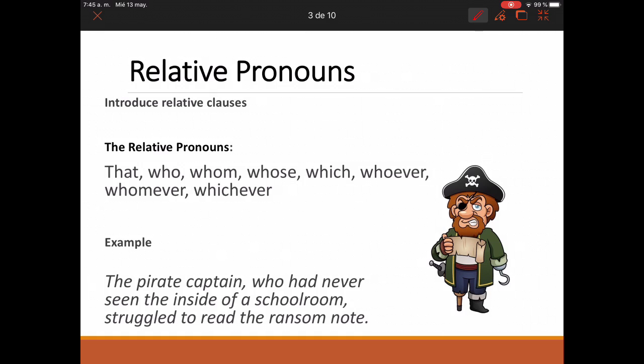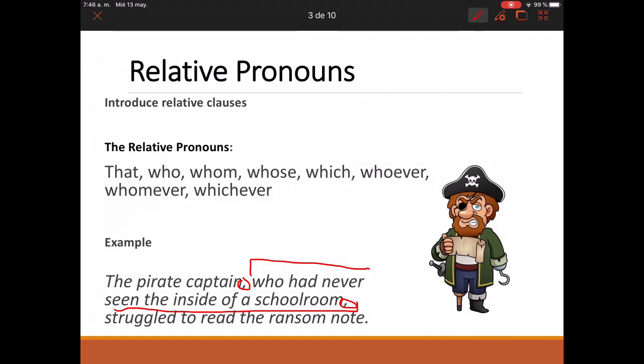So first of all, what is a clause? A clause is, in simple words, a sentence, as you see here: who had never seen the inside of a schoolroom. If you see, a particular feature of a relative clause is that it is inside commas. Always inside commas, or also just introduced with a relative pronoun.